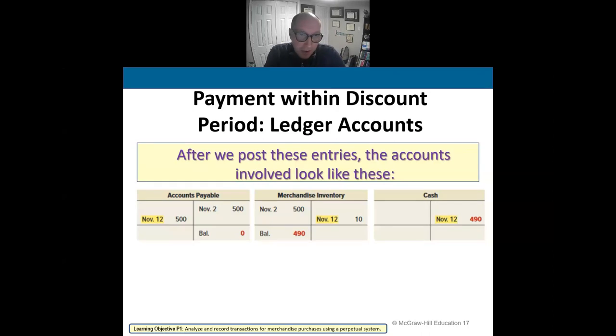This is just what the T accounts look like, the effect on the general ledgers. We talked about general ledgers a couple chapters ago, maybe almost two weeks. November 2nd, got the bill, 500 bucks. I increased my inventory, 500 bucks. 10 days later, I paid that bill. So I reduced the payable by 500, I reduced my cash by 490, and I reduced my merchandise inventory by 10 to reflect the discount that I received.